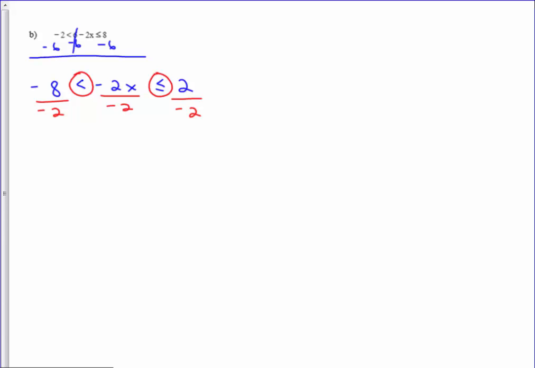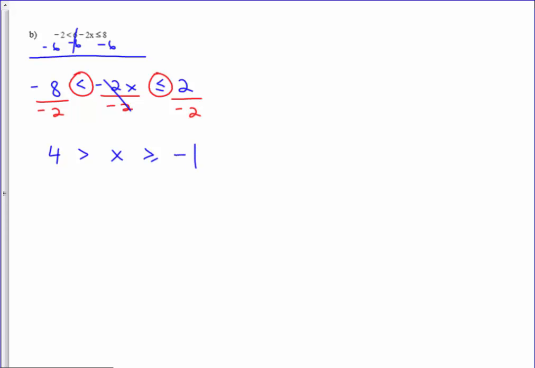Negative 8 divided by negative 2 would be 4. This symbol would switch to that symbol. Negative 2's cancel. We have x in the middle. And then that symbol switches to this one, and we'd have negative 1 on the right side.